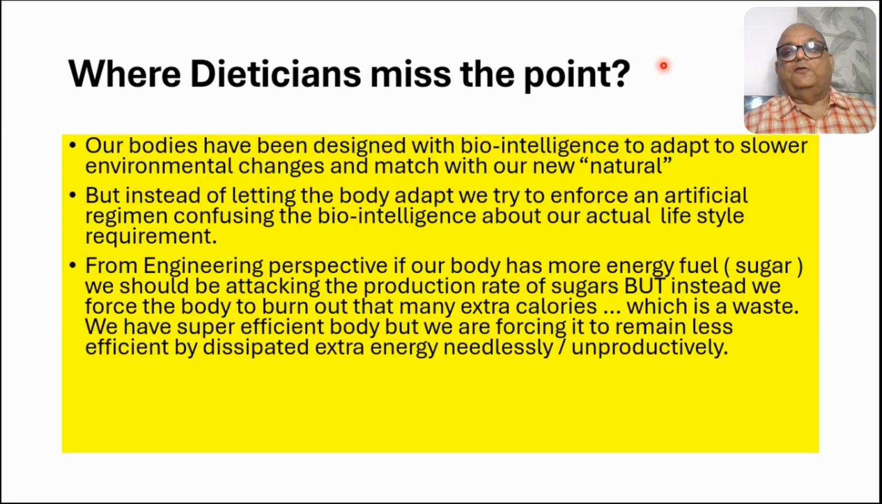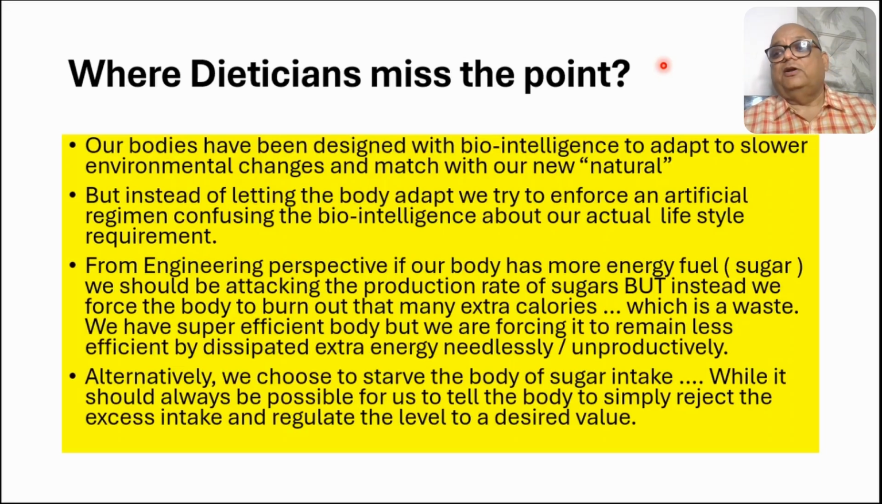On one hand, we have super efficient body, energy efficient, but we are forcing it to operate at less efficiency by dissipating the extra heat needlessly and unproductively. But we are not doing research in how to control the production of sugar in liver, how to tell the liver to produce less sugar, to produce less of glycogen. I mean, that is where we should be researching and working on at the root cause instead of compromising the efficiency of the body.